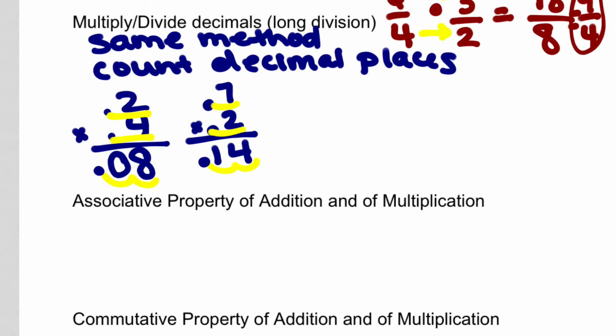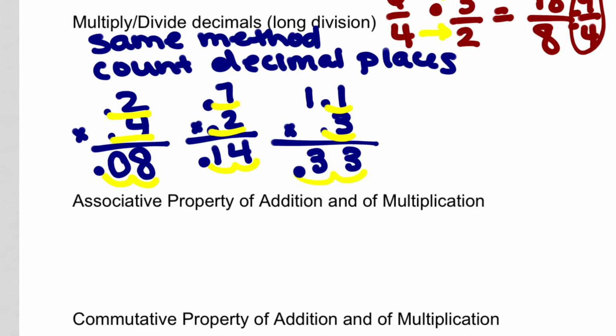If I had 1.1 times 0.3, well, 3 times 1 is 3. 3 times 3, how many? I got 1 decimal spot here and 1 decimal spot here. There we go. Does that give us enough examples? So you just do it the same way, but you count how many decimal places.